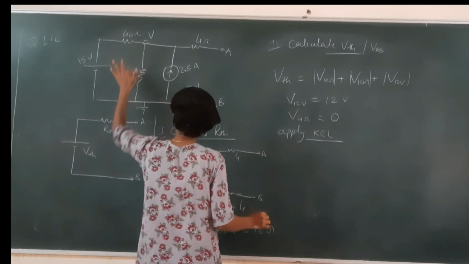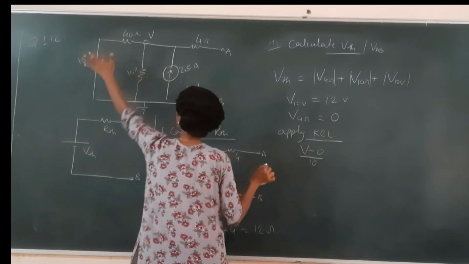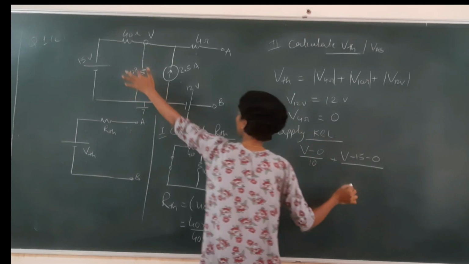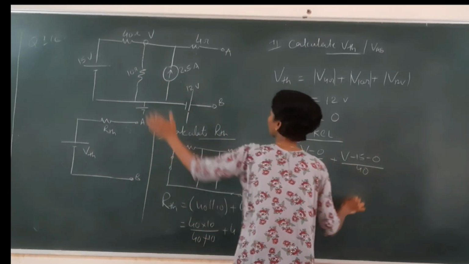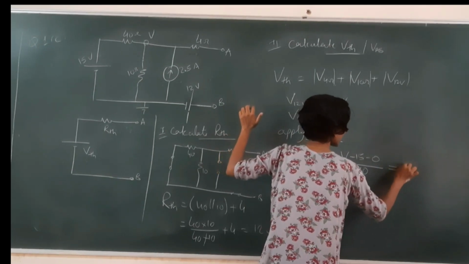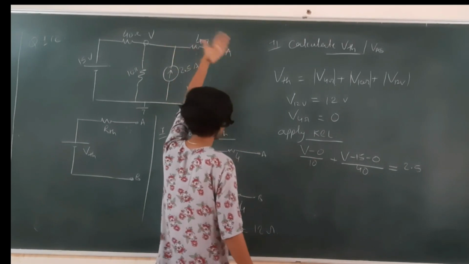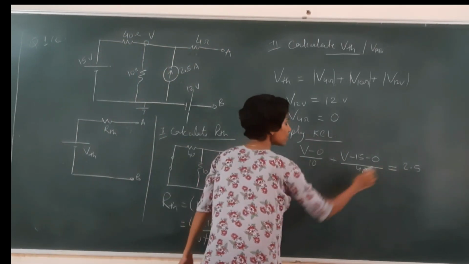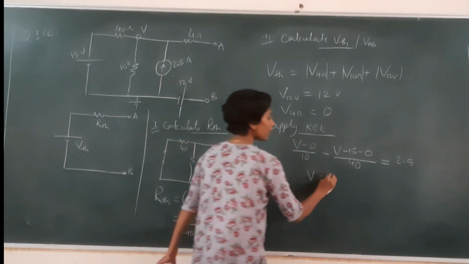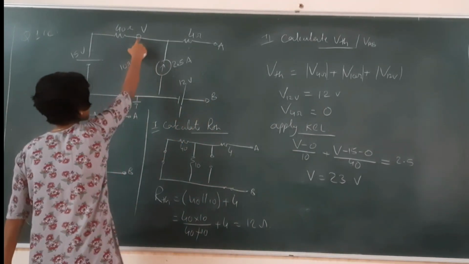So the equations will be: first, V minus 0 by 10. Next, V minus 15 minus 0 by the 40 ohm resistor, okay? Now this is the next branch, that is the incoming current, so I am taking 2.5 ampere as positive on the right hand side. What about this branch? It is open circuited, so there will be no current, okay? So this is the equation. Find the value of V here. So what value are we getting? That is 23 volts, okay? 23 volts we are getting for this node.